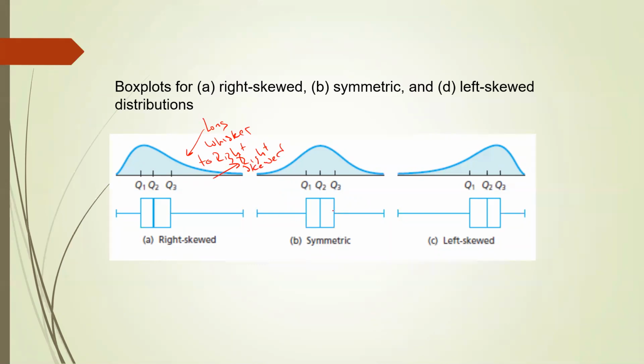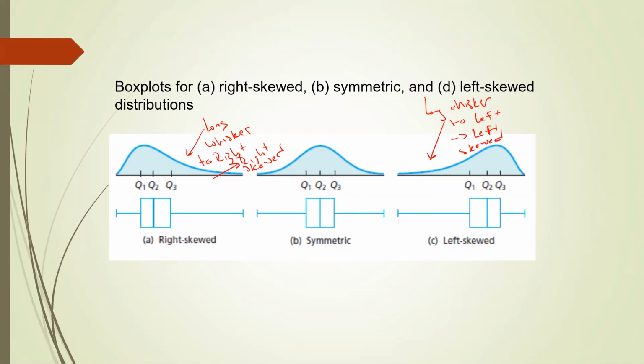When the whiskers are roughly the same like this, and the median falls in the middle of the box, you can see this looks like the bell curve, or it's symmetric. And over here, the opposite of right skewed. So when you have a long whisker to the left, what that's saying is the data set's probably left skewed. Okay.